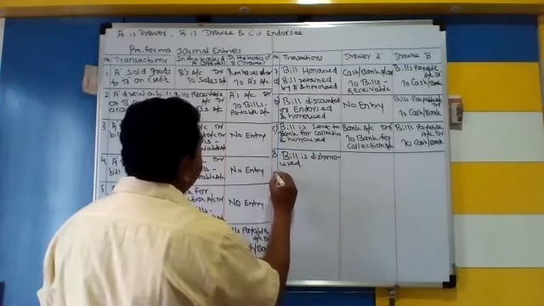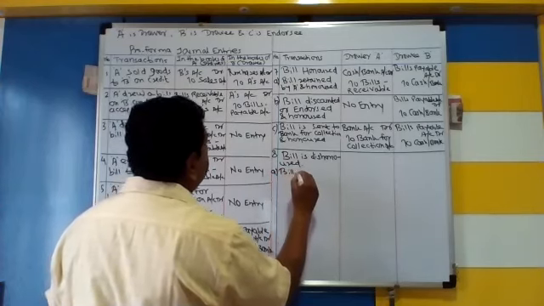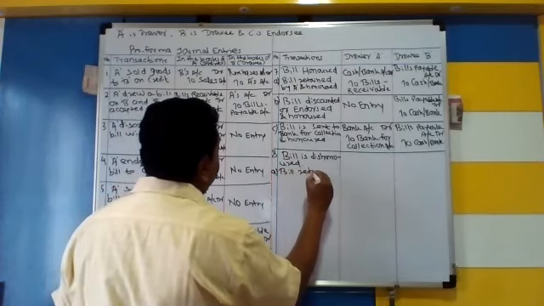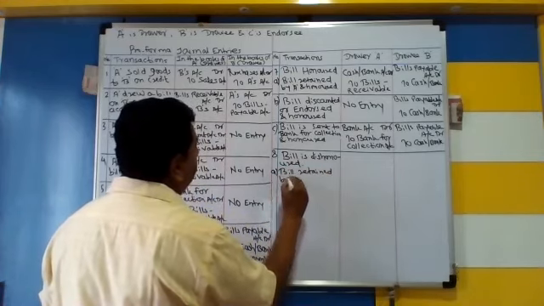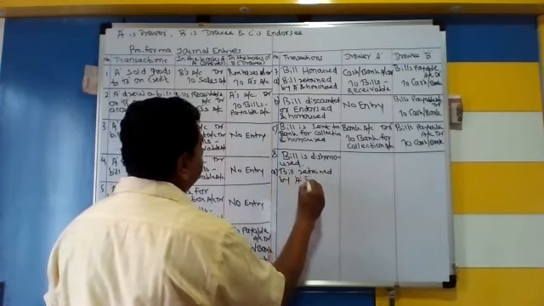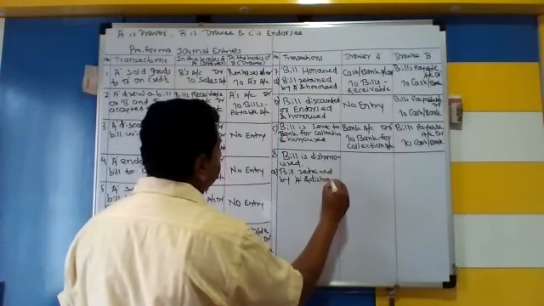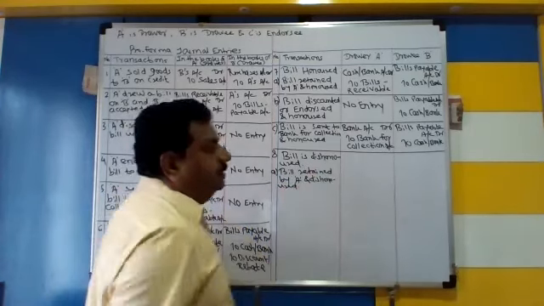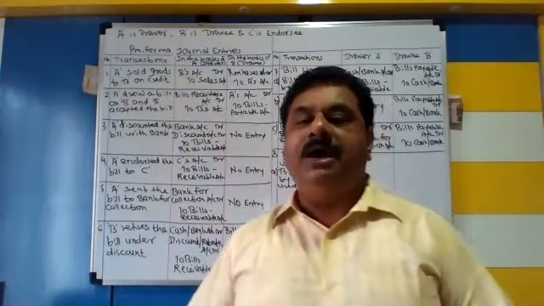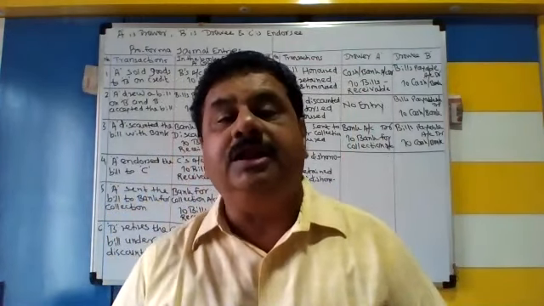Dishonored. Okay. Now case A. The bill is retained by the drawer. Retained means kept by A. And dishonored. The bill is retained by A and now dishonored. In this case, what will be the journal entry?